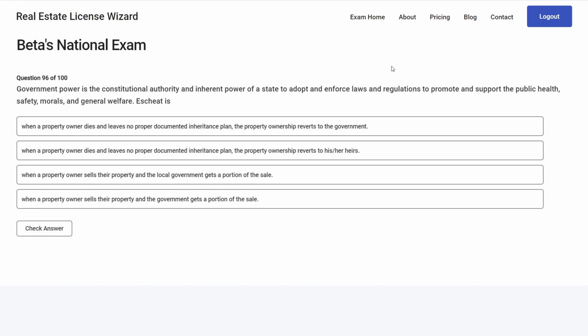All right, 96. Government power is the constitutional authority and inherent power of a state to adopt and enforce laws and regulations to promote and support public health, safety, morals, and general welfare. An escheat is when a property owner dies and leaves no proper documented inheritance plan, and the property ownership reverts to the government; or when a property owner dies and leaves no properly documented inheritance plan, and the property ownership reverts to his or her heirs; or when a property owner sells their property and the local government gets a portion of the sale; or when a property owner sells their property and the government gets a portion of the sale. So go ahead and think that one over, come up with your answer.